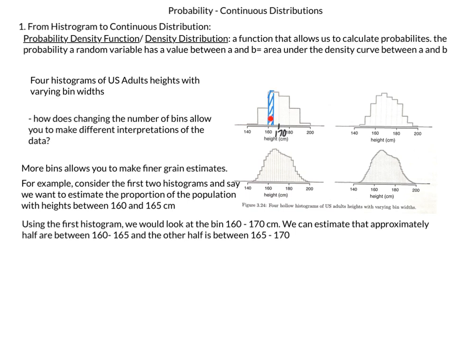And I'll fill that in. That's our estimate between 160 and 165. We'll say half of those people are between 160 and 165. This part of the bin, they're between 165 and 170.